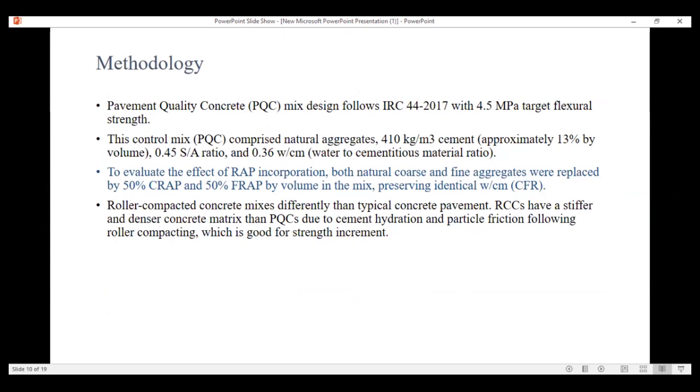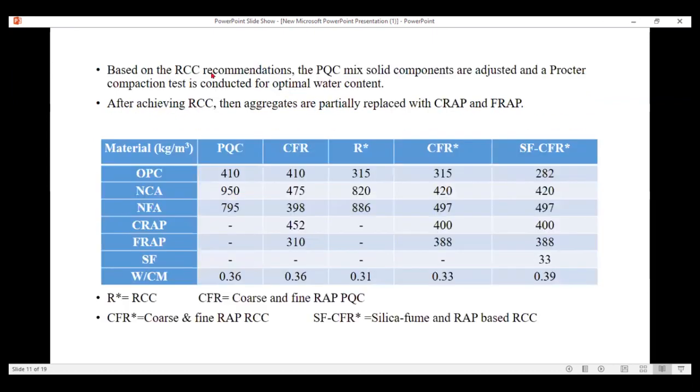Then the methodology. First I cast PQC M40 grade concrete and altered the concrete grades to achieve RCC, roller compacted concrete. After achieving roller compacted concrete, I modified the aggregate content with RAP. Due to the RAP, strength is somewhat reduced, but we are adding some volume of silica fume, which increases the strength. This is the methodology.